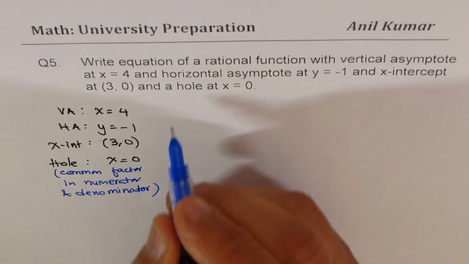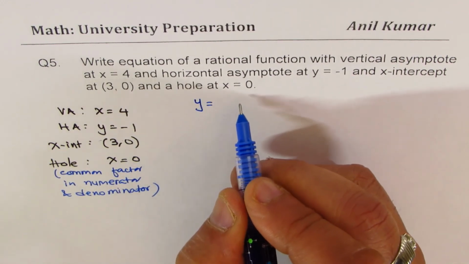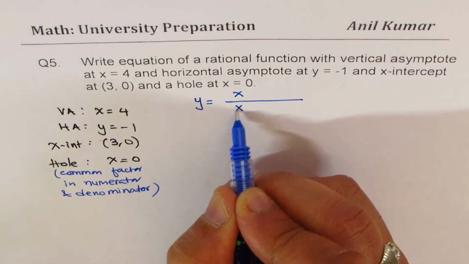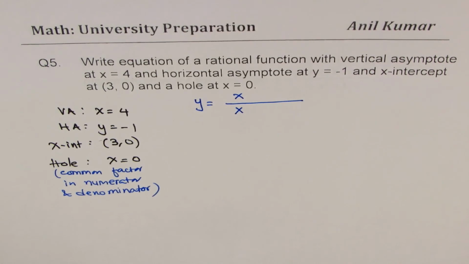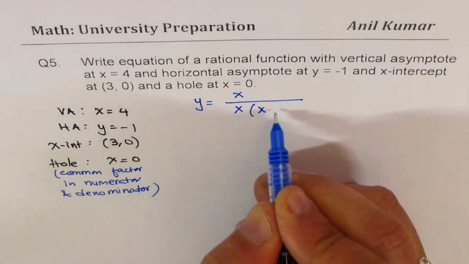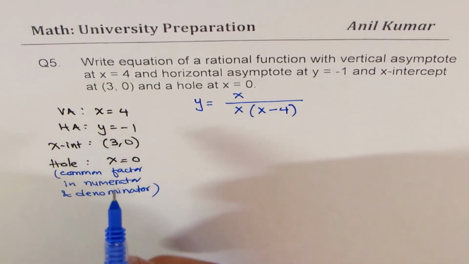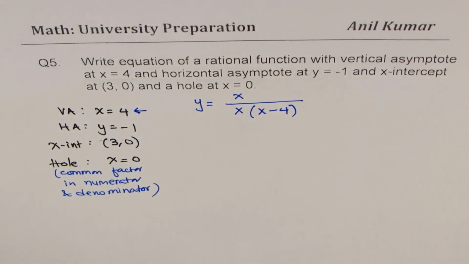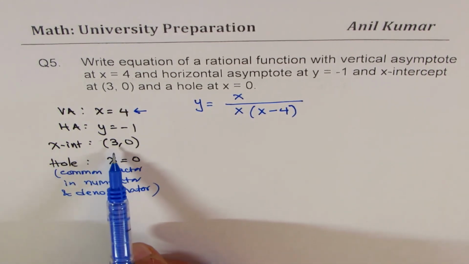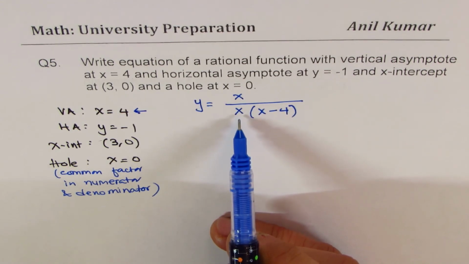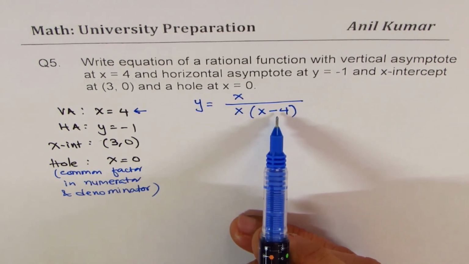Okay, so that gives you an idea that my function y equals will have x in the numerator and also x in the denominator. That ensures the hole. Is it okay? Now vertical asymptote at 4 means I have a factor which is x minus 4. So this x minus 4 leads to the vertical asymptote, right? Now we want x-intercept at 3. That means after getting these x's cancelled, what remains here is x minus 4 in the denominator.